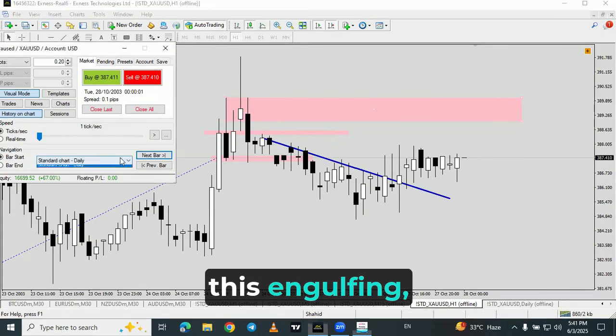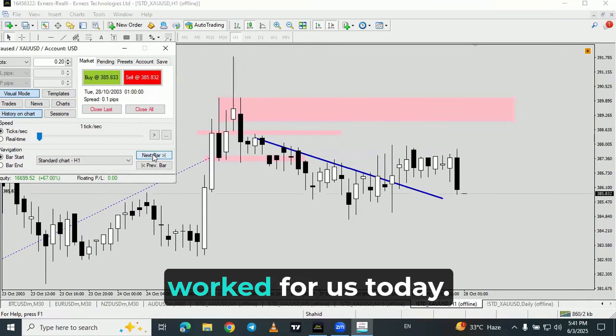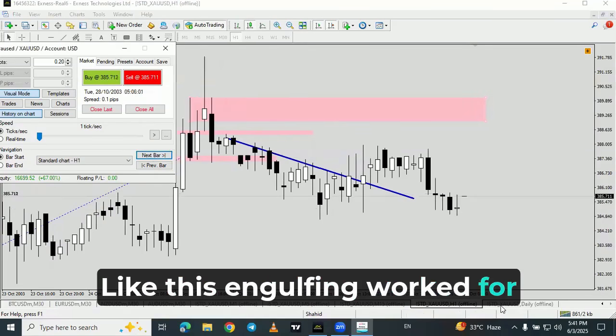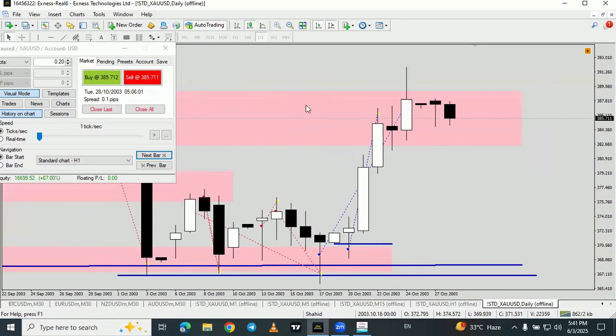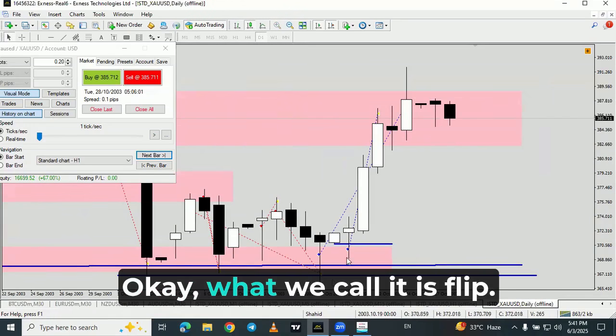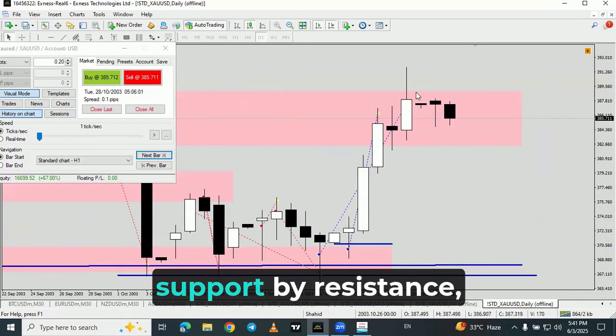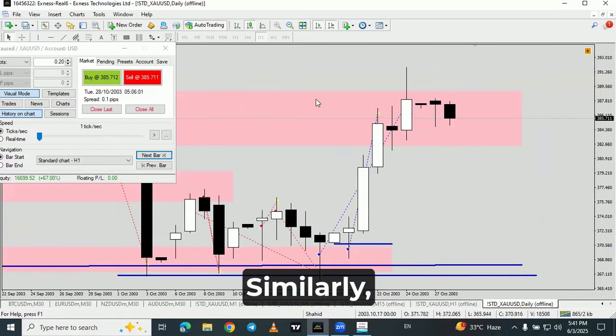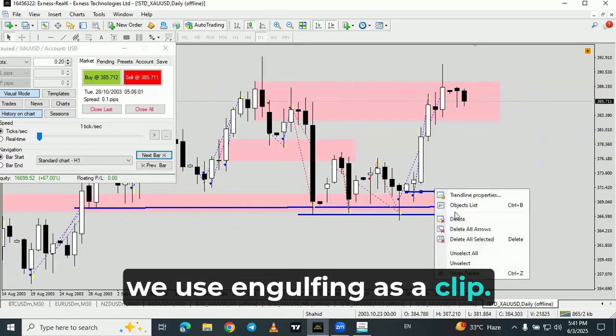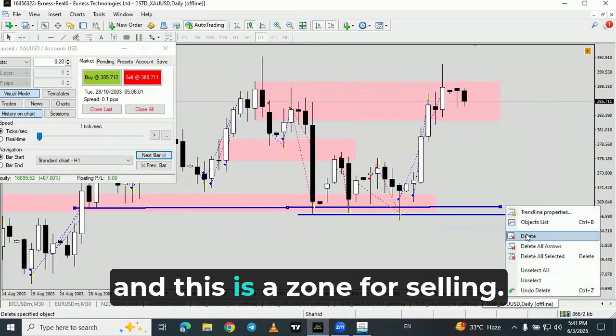If you see, this engulfing, which we had in the previous, worked for us today. Like this engulfing worked for us in the previous for the buy side. Okay, what we call it is flip. It's simple, support becomes resistance, resistance becomes support. Similarly, we use engulfing as a flip. This is a zone for buying and this is a zone for selling.